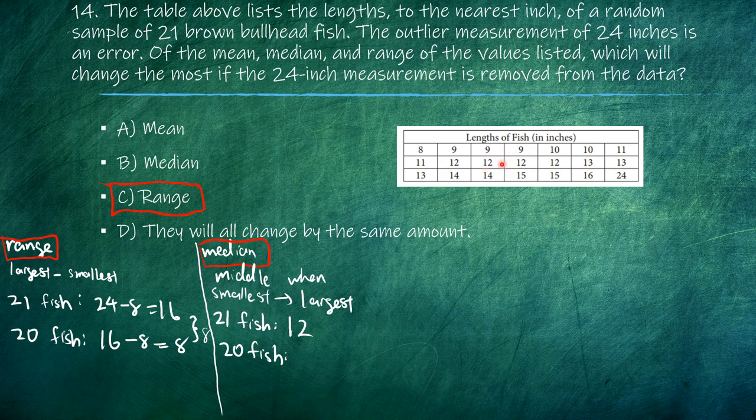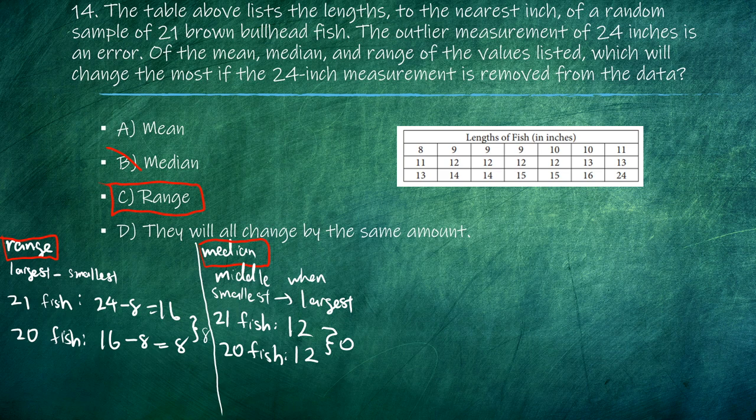And when we don't have an exact number, what we do is take the average of these two numbers. 12 and 12. So the average of 12 and 12 is just 12. So it's the same. So in this case, the difference between them is 0. So right off the bat, we know that the answer is not median.